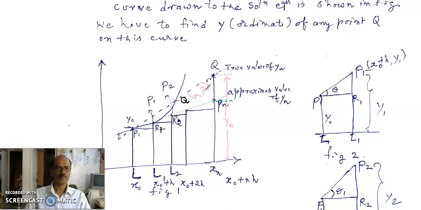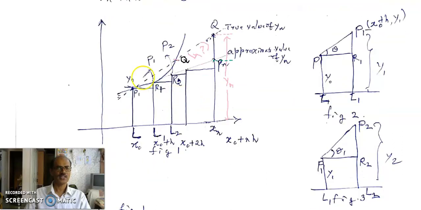That is our aim. For that I made a construction like this. This is the curve I have drawn. This is the point, y of x naught is equal to y naught, or we call this point x naught, y naught. This is the boundary value of the differential equation dy by dx is equal to f of x comma y.